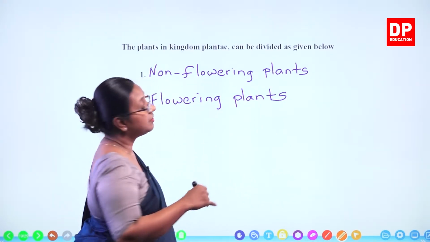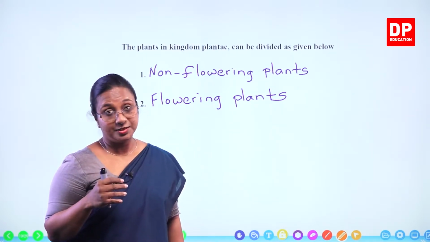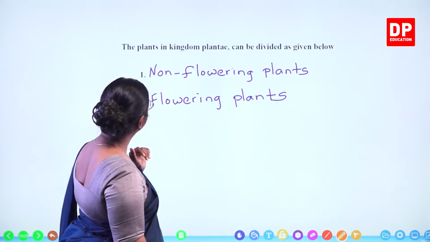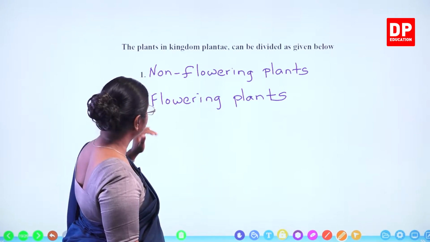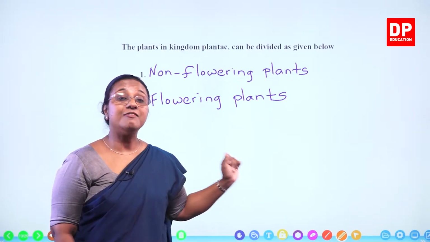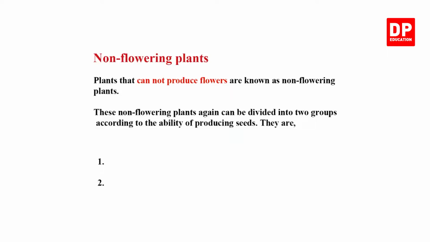Again, the non-flowering plants and flowering plants can be divided further. So the first stage where we divide kingdom Plantae is as non-flowering plants and flowering plants. So with that, I will move on to the next slide. We will look at non-flowering plants.